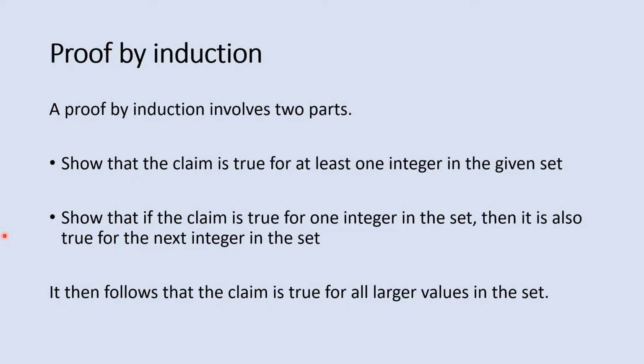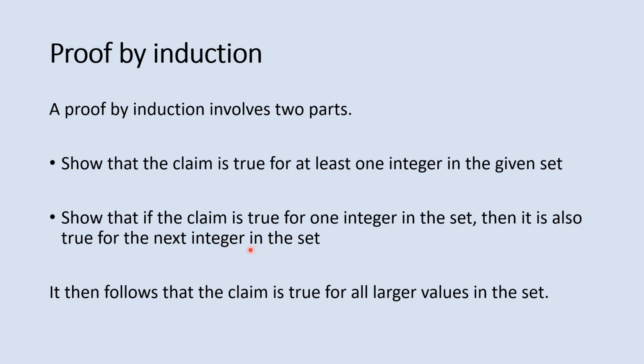And so if you satisfy these two parts, show that it works for one number and then show that it always works for whichever number you found, it works for the next one as well, then basically we've lined up dominoes and knocked over the first one, and so they all fall down. And so it follows that the claim is true for all the larger values in the set. It was true for the first one. We showed that. This second one then follows from the second part of the statement here.